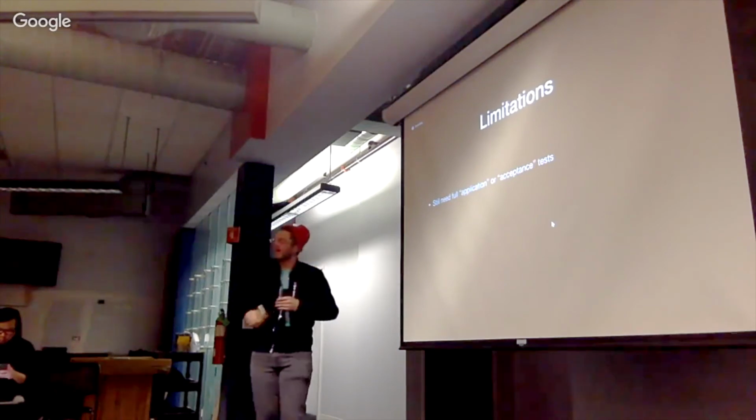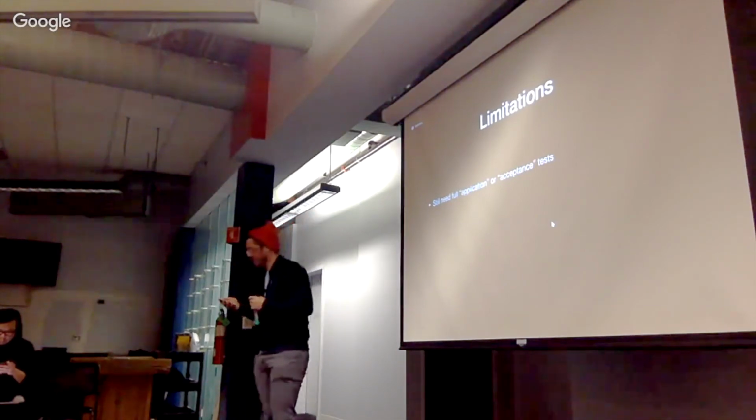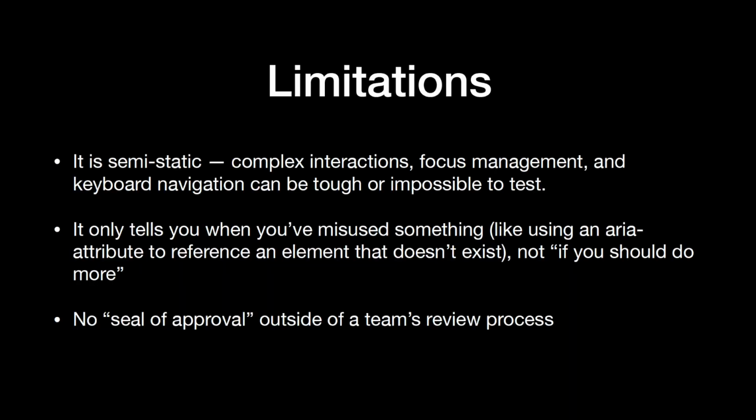There's a whole other talk for that someday, maybe, if I have time. More limitations. So that's not, it's semi-static, right? Complex interactions like focus management and keyboard navigation can be tough or impossible to test. And you can use other techniques and approaches to accomplish those things. And it only tells you when you've misused something, like using an ARIA attribute to reference an element that doesn't exist in your page. It'll catch that, which is really, really great if you're new to associating ARIA attributes.